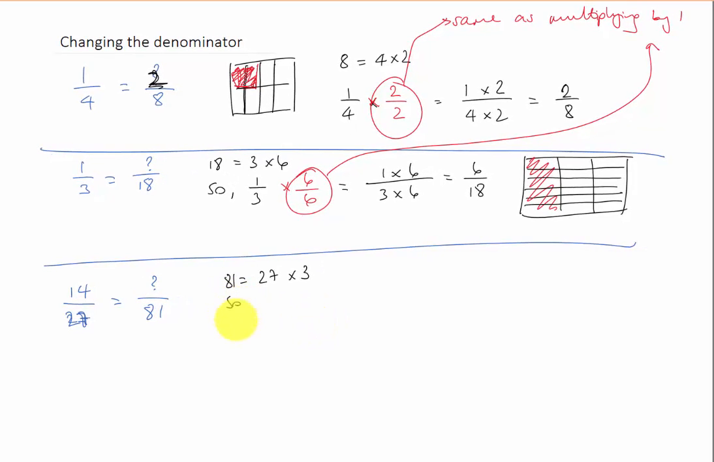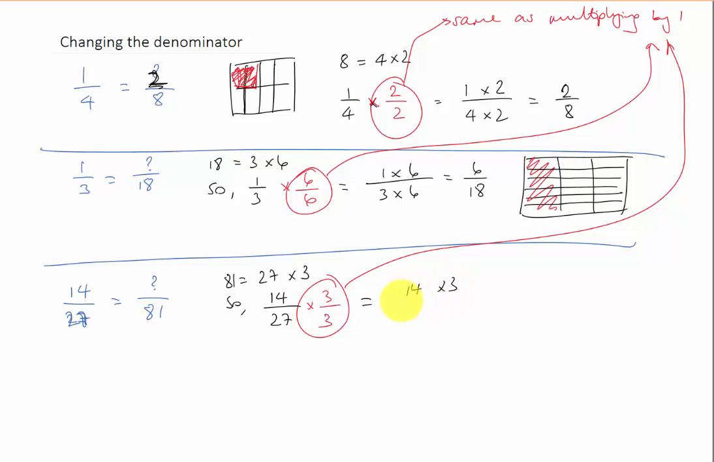And so we multiply 14/27 times 3/3, which is the same as multiplying by 1. So then the equivalent fraction will be 14 times 3 over 27 times 3, which if we multiply it is equal to 42/81.